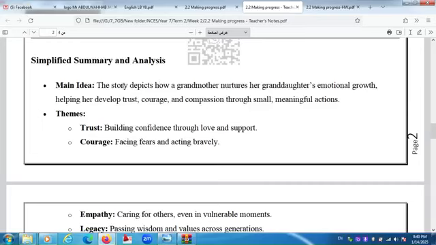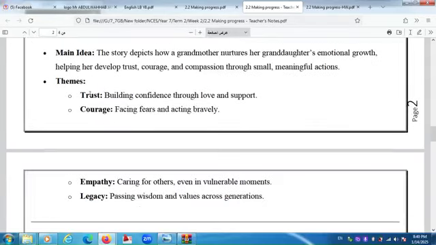The main idea of the extract: the story depicts how a grandmother nurtures her granddaughter's emotional growth, how to help her develop trust, courage and compassion through small meaningful actions. The theme or the message: trust, how to build confidence; courage, how to face fear; empathy, how to care for others; legacy, what to pass on, like wisdom and values across generations.